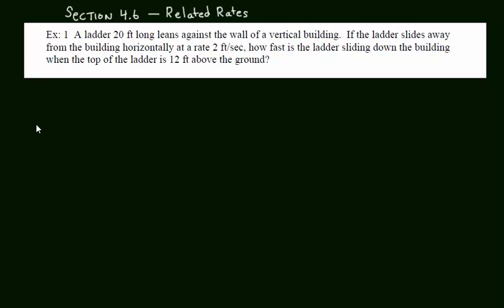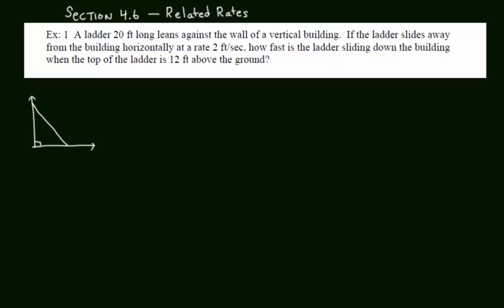Okay, let's get a picture over here. So this is the vertical building. This here is the ground. And then this here is the ladder. Now, what you're going to find is an extremely important skill is being able to label your diagram with some things that are fixed and some things that are not fixed, meaning they change.